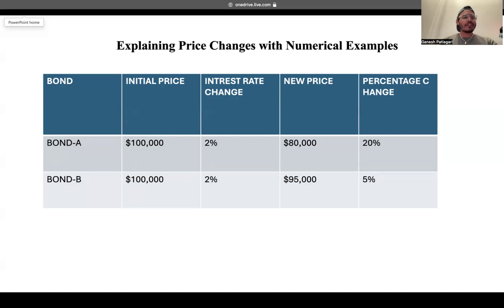So let's assume all bonds have an initial price of $100,000. Now imagine interest rates rise by 2%. Notice how bond A's price drops to $80,000, a 20% decrease, while bond B only drops to $95,000, a 5% decrease. This clearly demonstrates the greater price sensitivity of the longer maturity bond to interest rate changes. So these figures illustrate why investors must carefully consider maturity when making investment decisions, particularly in an environment where interest rates are expected to fluctuate.